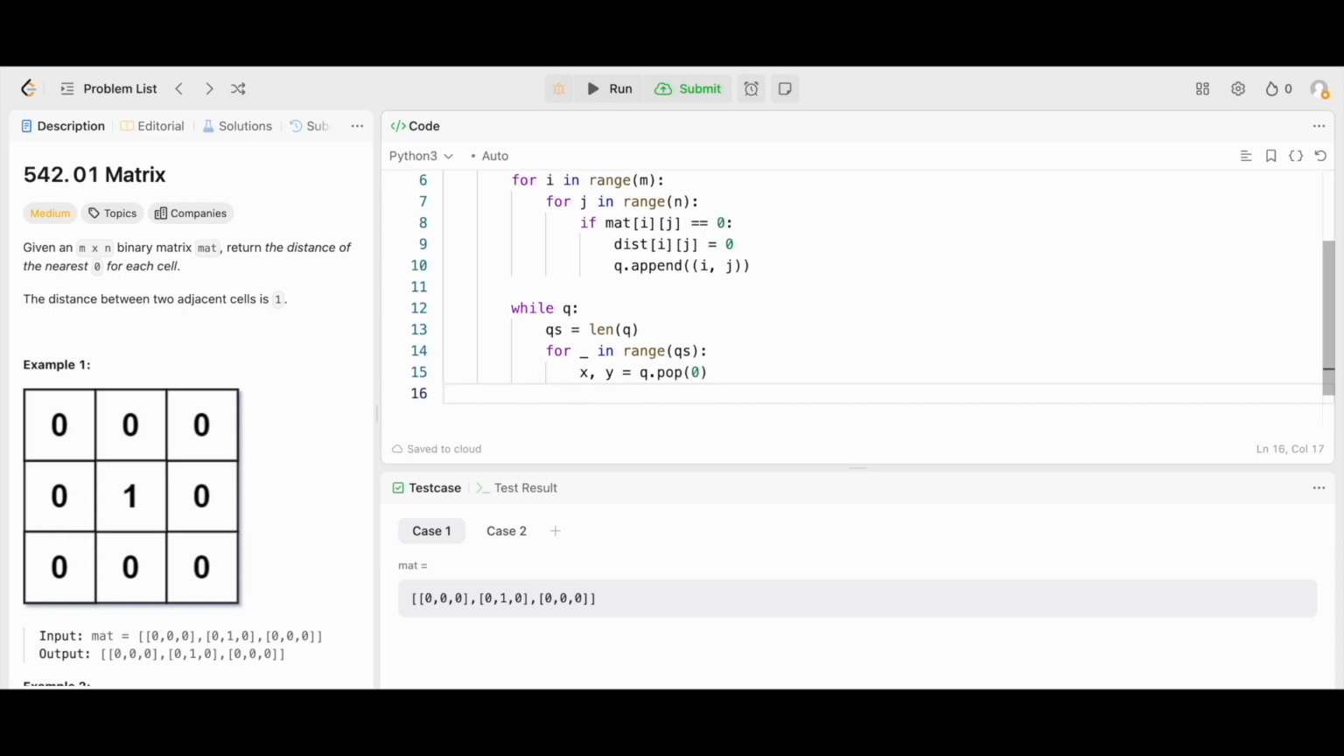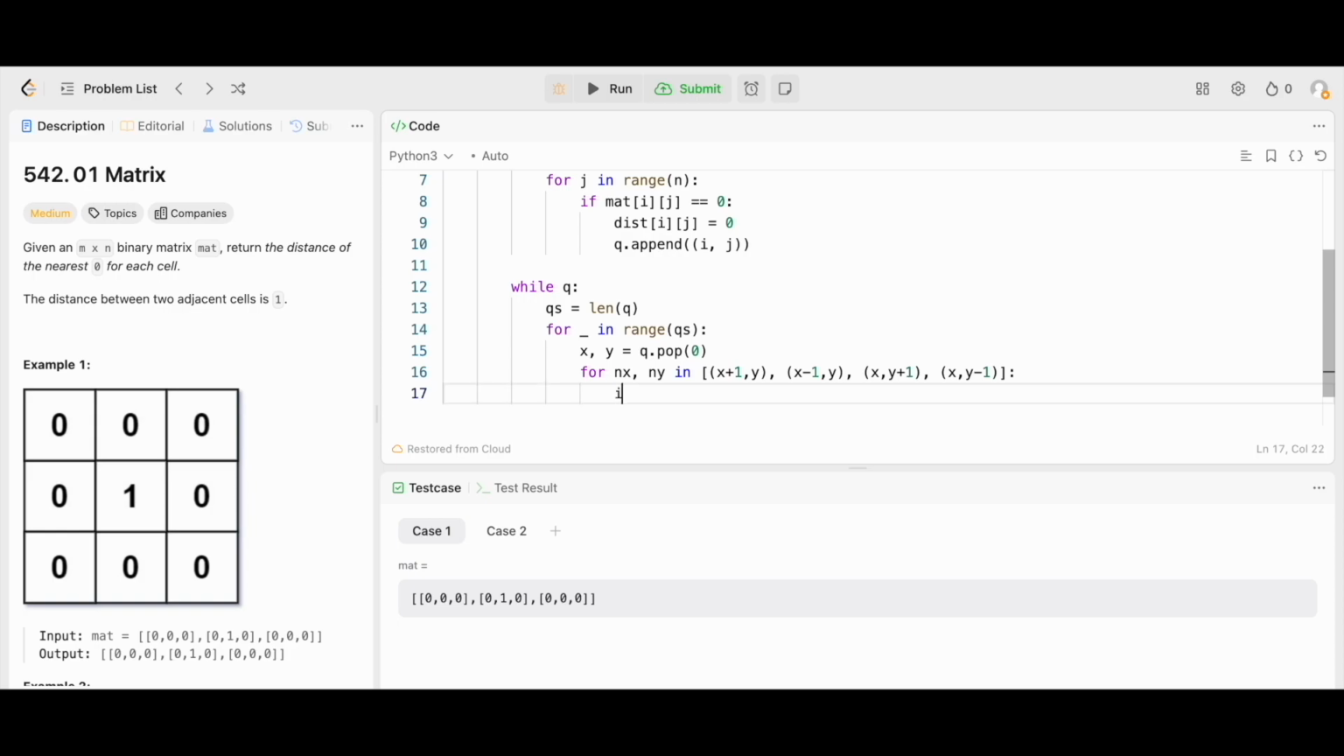And now to run BFS, we need to explore all the adjacent cells. So for X and then Y will be the next X and Y. And we need to look at the 4 adjacent cells to X and Y. That will be X plus 1, Y. That is one adjacent cell. X minus 1, Y is another adjacent cell. And the third one would be X, Y minus 1, and the fourth X, Y plus 1. So these are the 4 adjacent cells we need to explore.